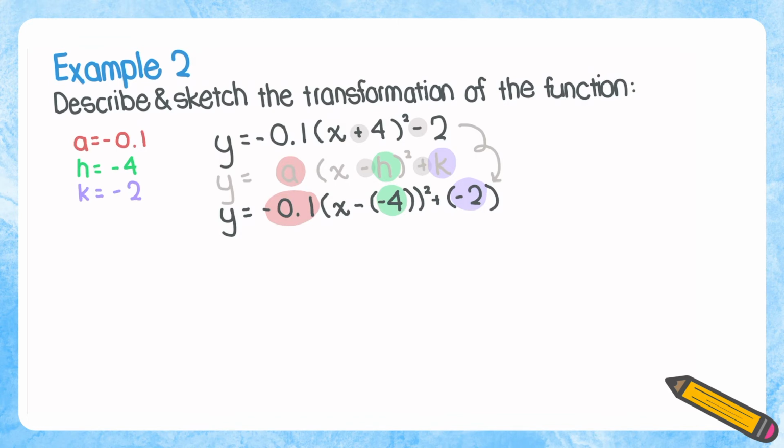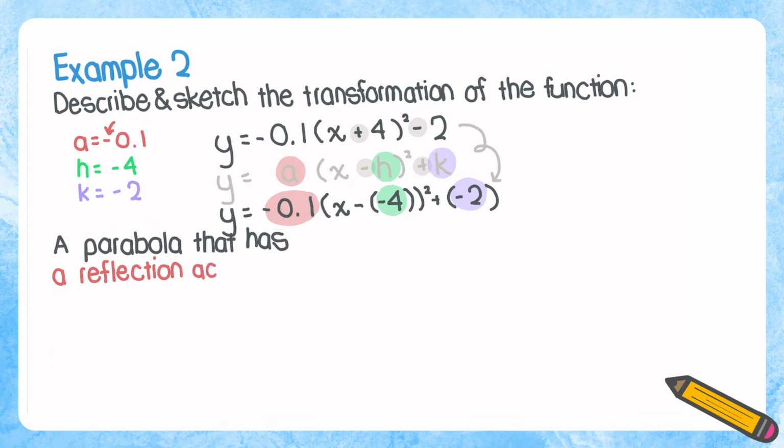What does each parameter tell us? Since it's a quadratic function, we know that it's going to be a parabola. But what happens to the parabola? First let's look at A. Notice that A is negative, so we're going to have a reflection across the x-axis. Again, because A is negative, we're going to have a reflection.